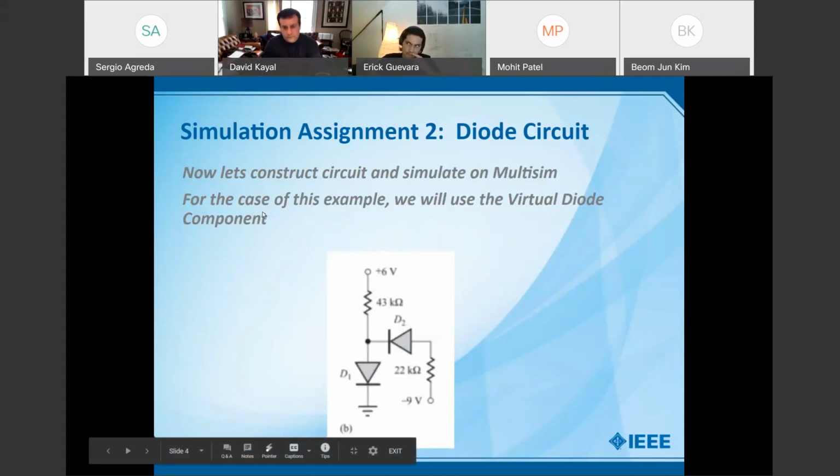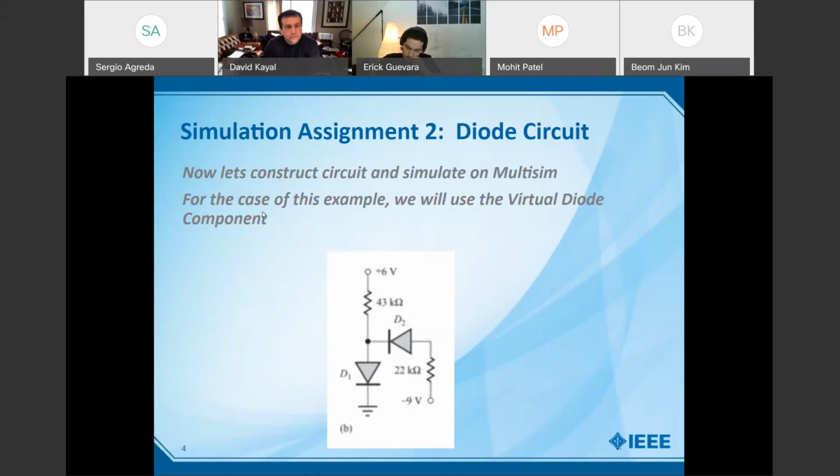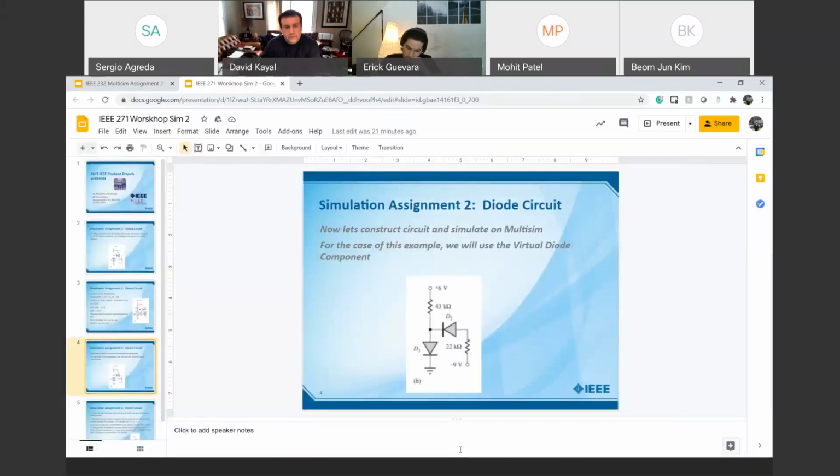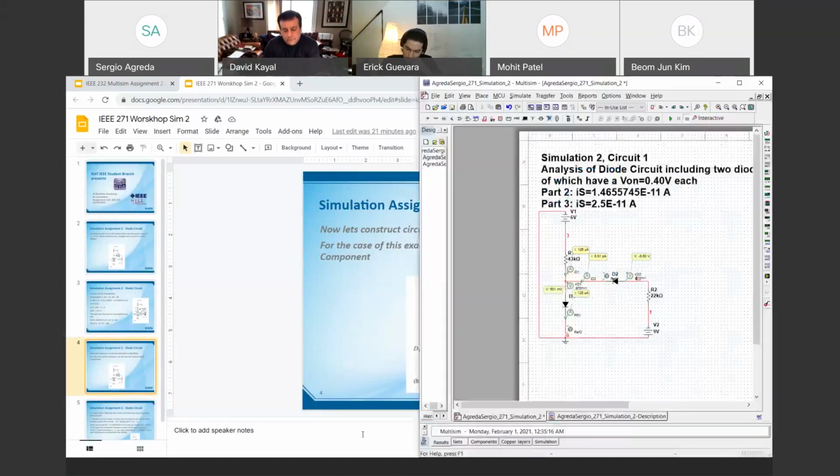So constructing it, we'll have to take into consideration that we will choose the virtual diode component. So now I'll move on to Multisim. You guys can see? Yes?